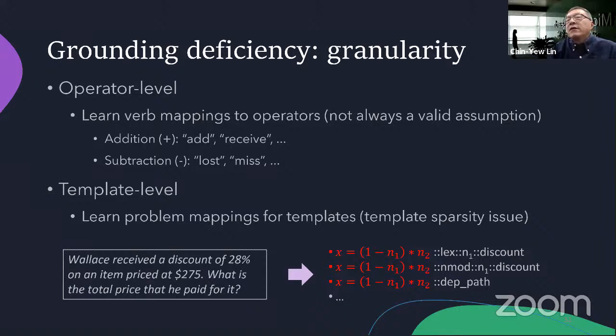I mentioned the sparsity of the templates. And there are also different ways to map and to compute the similarity, right? So you can map on the lexical level.